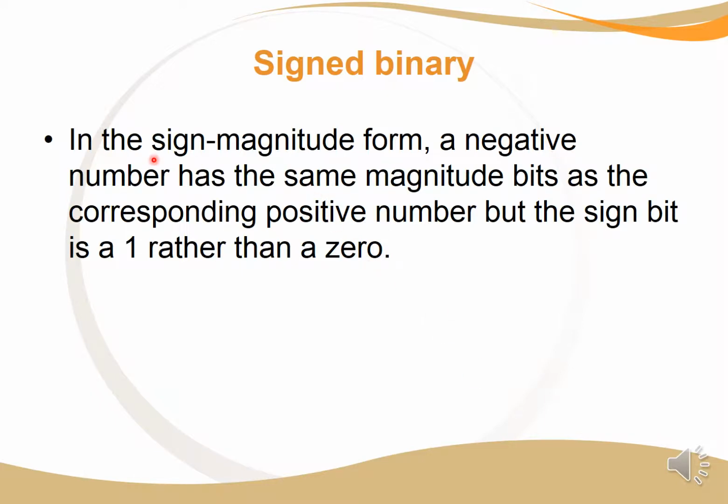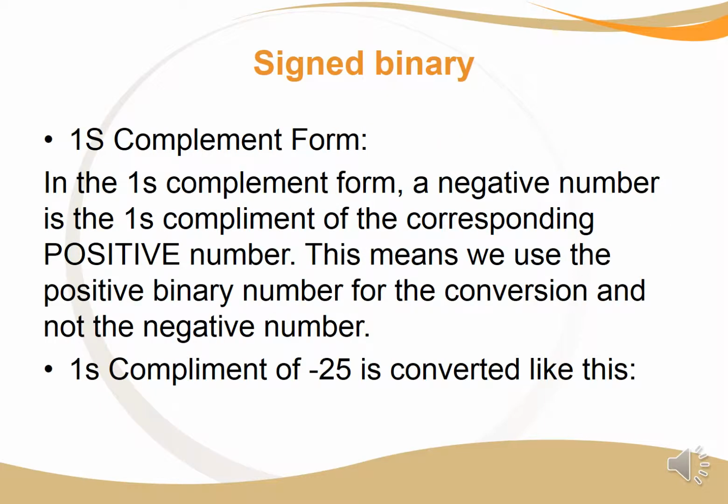Like in the signed magnitude form, a negative number has the same magnitude bits as the corresponding positive number, but the sign bit is a 1 rather than a 0. So in the ones complement form, a negative number is the ones complement of the corresponding positive number. This means we use the positive binary number for the conversion and not the negative number. Very important. So let's do an example to explain this.